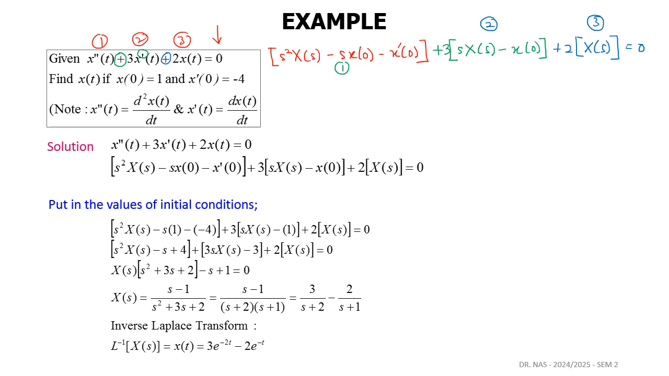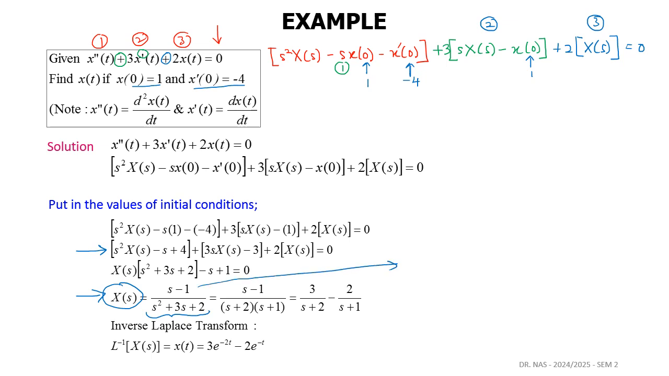Okay, next you need to replace x naught equal to 1 and x prime naught equal to minus 4 inside the equation. So in this case, x naught equal to 1, x prime naught equal to minus 4, and this one x naught equal to 1. Okay, that's it. So replace those values inside the equation. So you should get something like this. Okay, so then simplify the equation until you get the equation for Xs equal to this equation.